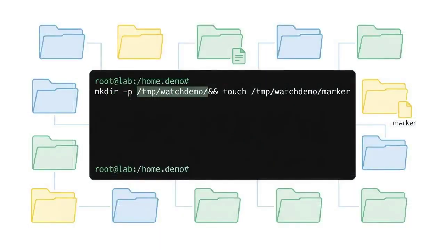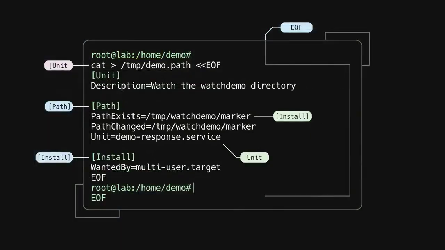Next we create a working directory and drop a sentinel file inside it. This marker file gives us a real, observable target on disk that a path unit can later watch for creation, deletion, or modification events. Now we author the path unit itself using a here doc.